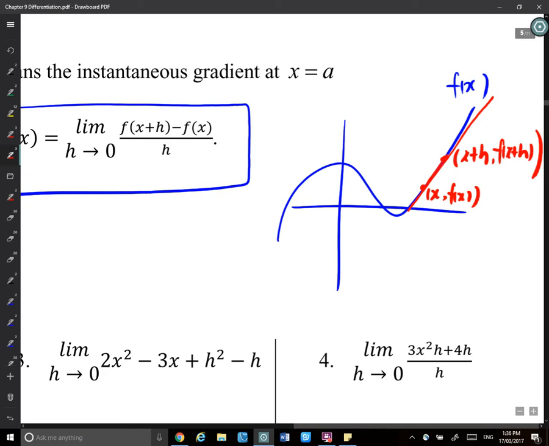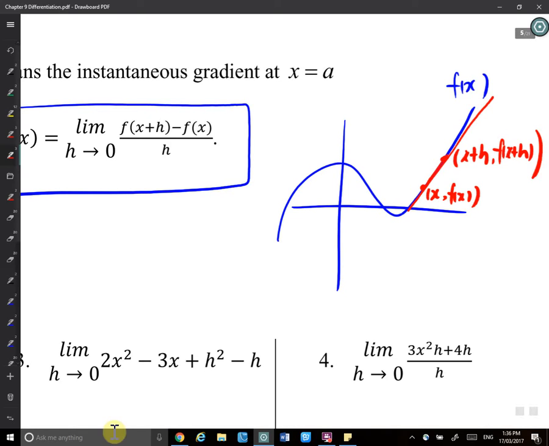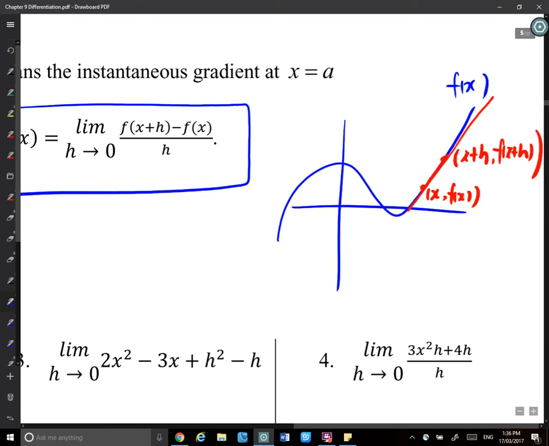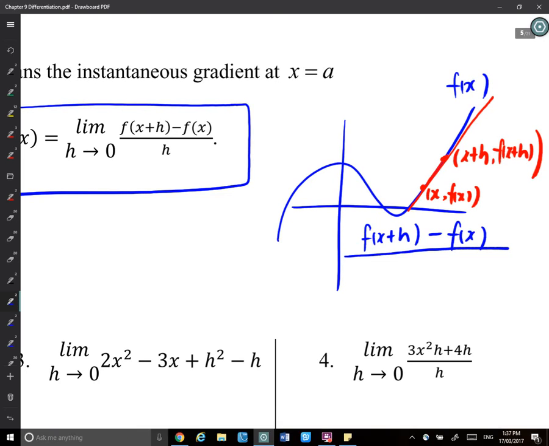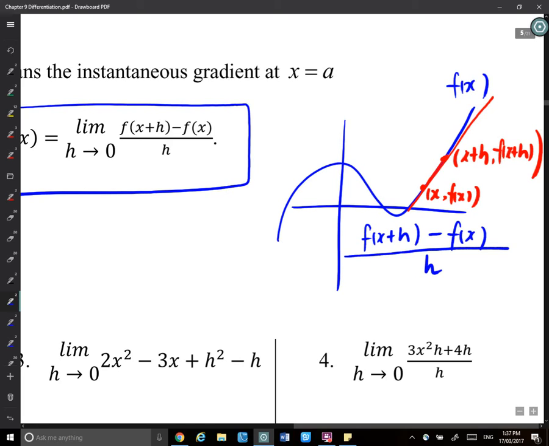Okay, I have 2 coordinates. You go across x by h units, and you find the gradient, so it's y2 minus y1. What is y2? Y2 is fx plus h, the y value. What is y1? It is fx. What is the change in x, the run? Run is h. So that is the gradient between the 2 points.